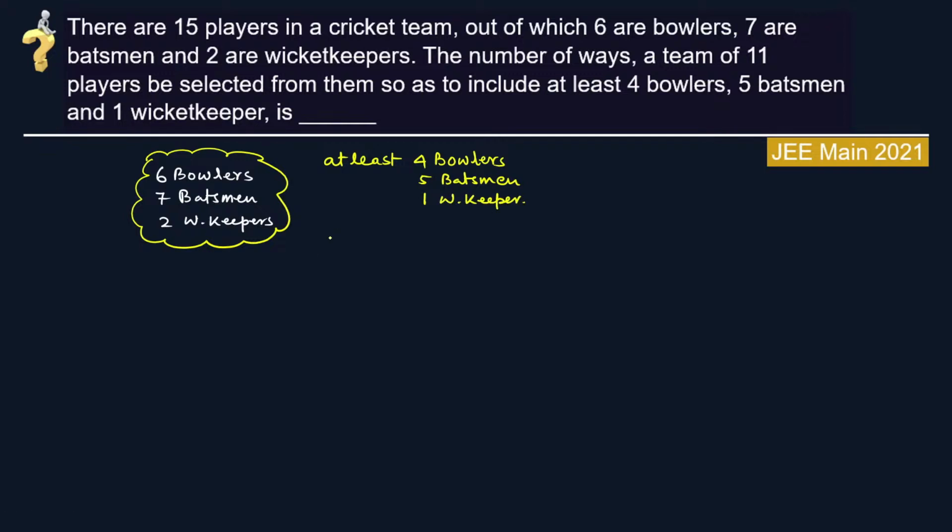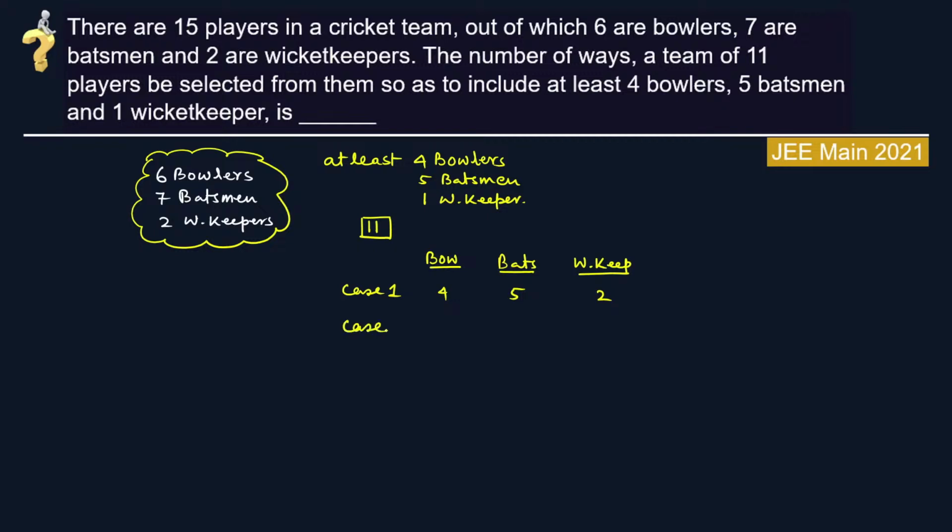That's the question. So let me make some cases first. I have to make a team of 11 players. So let us make cases. This is bowler, batsman, and this is say wicket keeper. So case 1, at least 4 bowlers will be there, at least 5 batsmen will be there, and at least 1 wicket keeper will be there, but we have to make a team of 11. So 2 wicket keepers will be included.